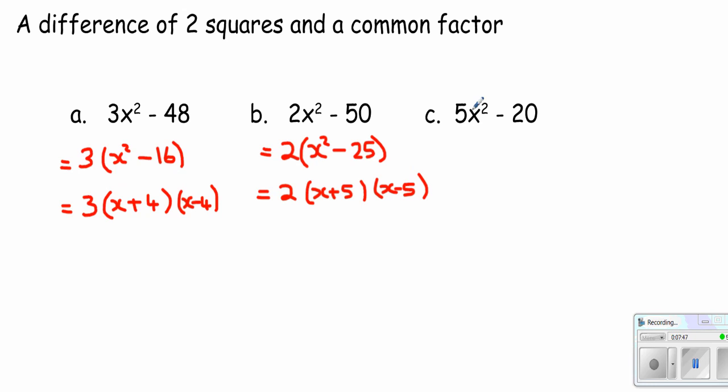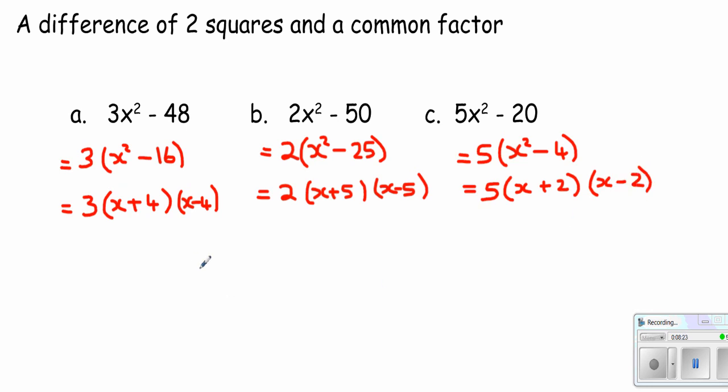Third one, again, we'll look at the expression. 5 is not a square number. 20 is not a square number. So we'll look for a common factor. There's a common factor of 5. So 5 times what gives me 5x squared? It's got to be x squared. 5 times what gives me 20? That's got to be 4. And again, we now have a difference of 2 squares in the bracket. So we have 5 times the bracket x plus 2 times x minus 2.